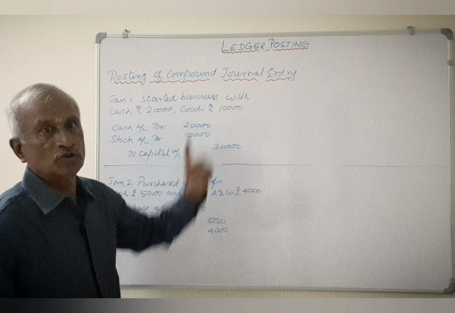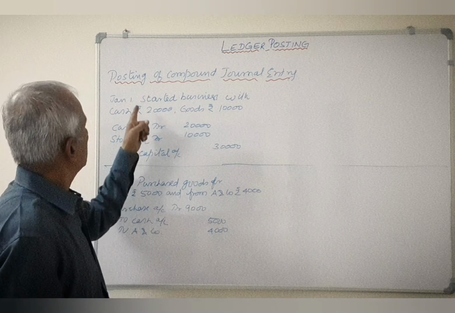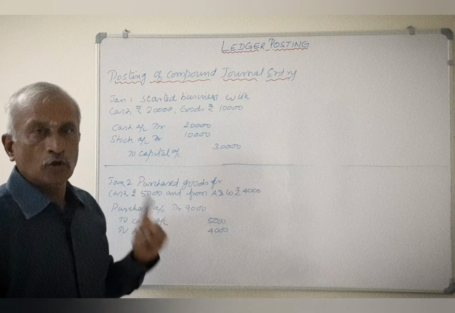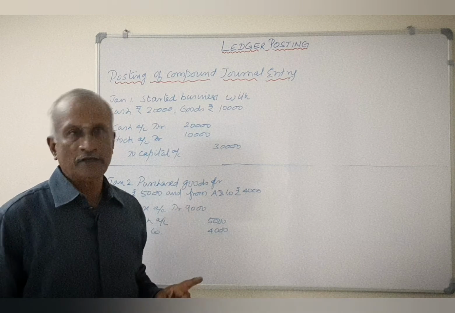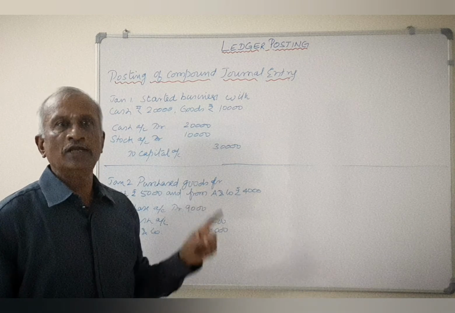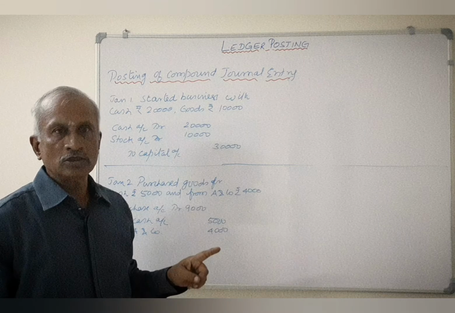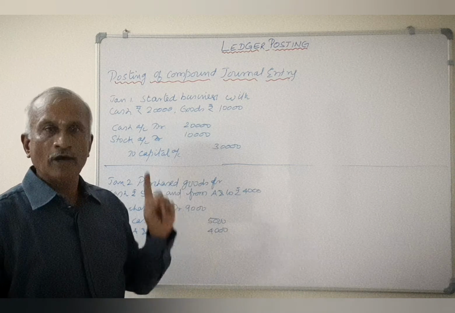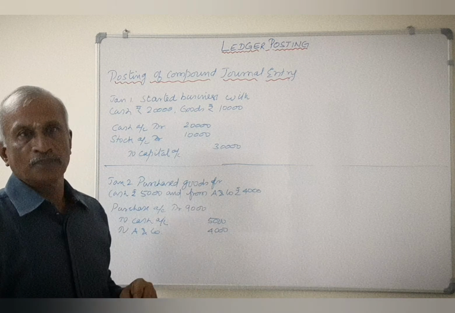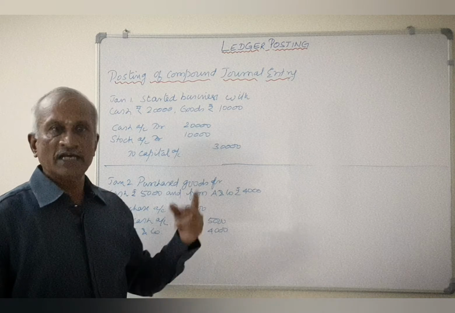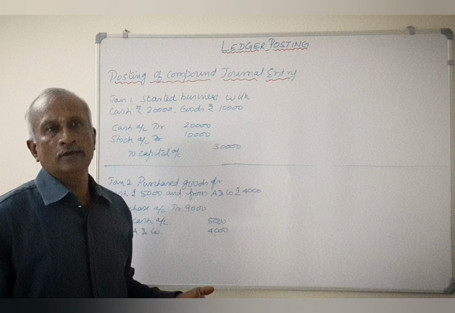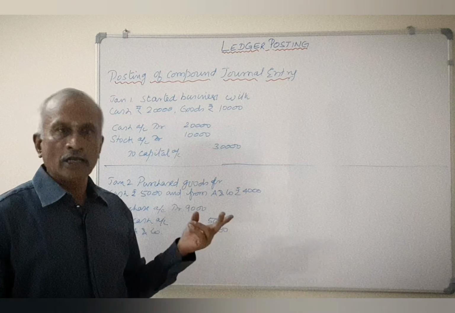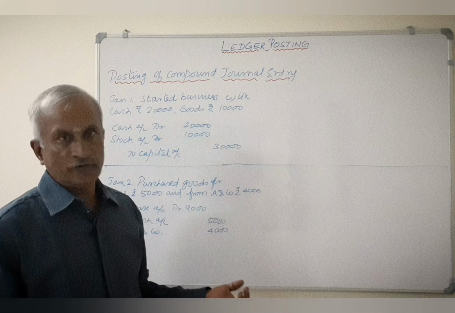Posting of compound journal entry. Do you know what a compound journal entry is? A simple journal entry is one in which one debit and one credit is involved, whereas in the case of a compound journal entry, there are more than two accounts involved.